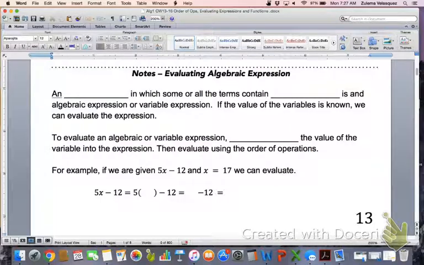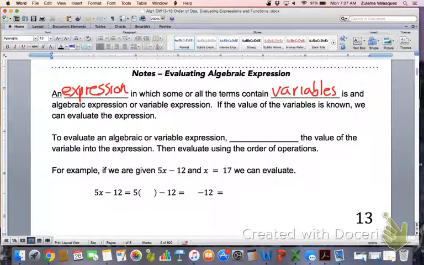So we have an expression. Let's go ahead and write that in. An expression in which all or some of the terms contain variables is what we call an algebraic expression. Or you can also call it a variable expression. Remember, it's just a combination of numbers, letters, add, subtract symbols, exponents, and we call this a variable expression. You might see parentheses as well, and other grouping symbols.